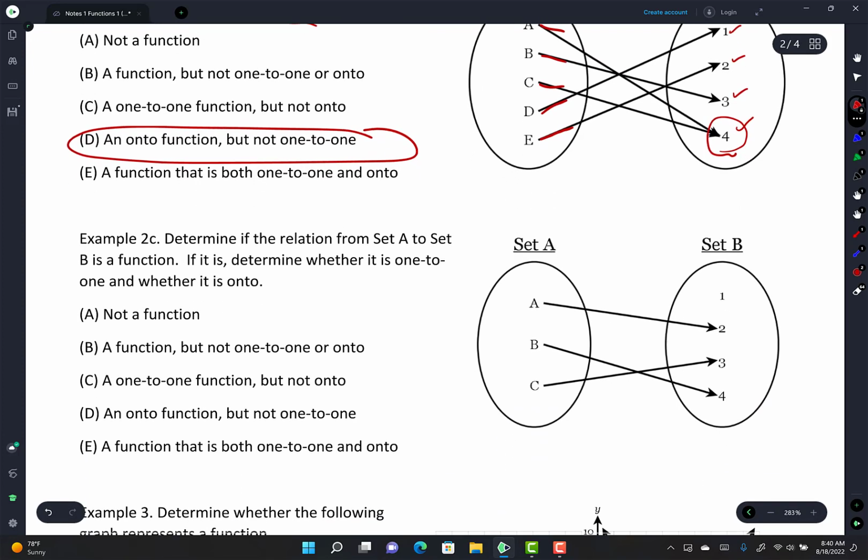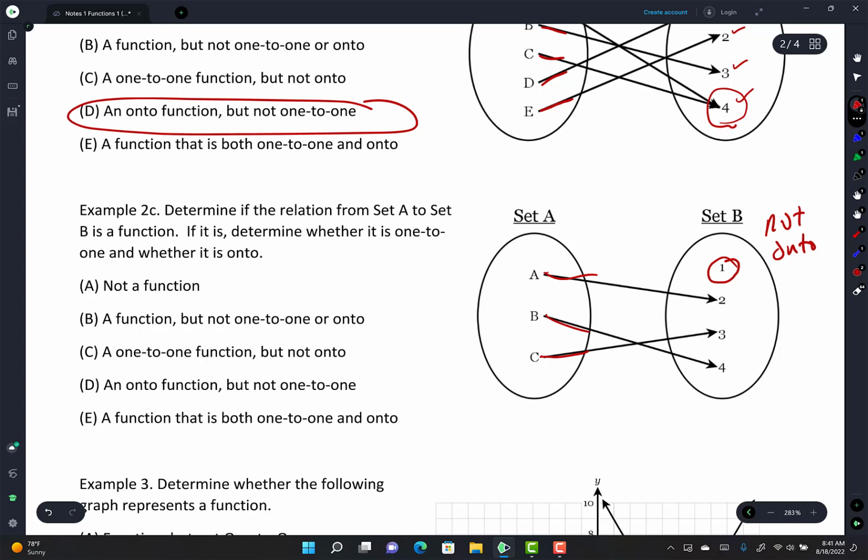All right. Example 2C, I'm not going to read it because it's the same thing again, guys. It's asking the same question. So the first thing I would do is look at set B. Is every element of set B used? Nope. Number 1 is not used. So this is not onto. It is a function, and it looks like it is one-to-one, but not onto. Does that make sense? So let's look for that. Letter C, a one-to-one function, but not onto.